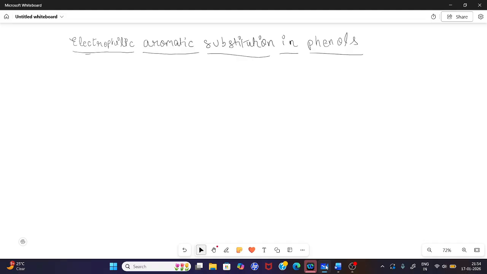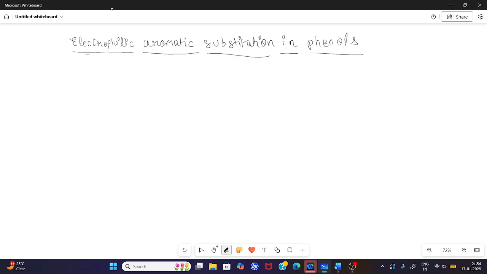So, today we are going to study a very important topic for NEET Chemistry as well as for JEE Chemistry, as well as for those studying in 11th and 12th. This is basically electrophilic aromatic substitution in phenols. We'll be simultaneously using some textbook material from the NCERT and some popular textbooks, and explaining it side by side.